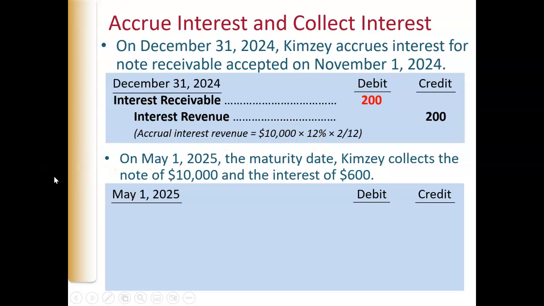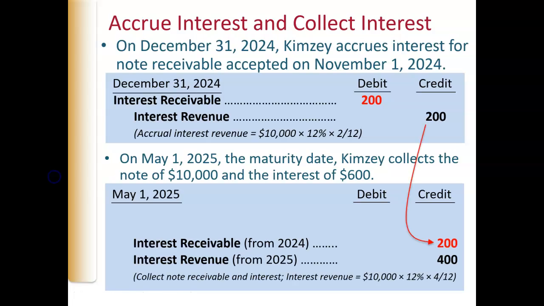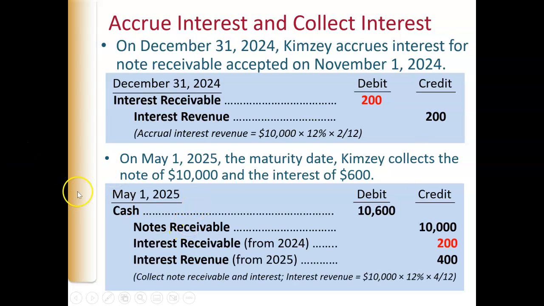Then in May, when we get paid, we will show that $200 from interest receivable in 2024 is now being paid off. Does that make sense? So when it goes over 2 years, we'll have a receivable at the end of that 1 year, and we'll have to adjust for that. Okay?